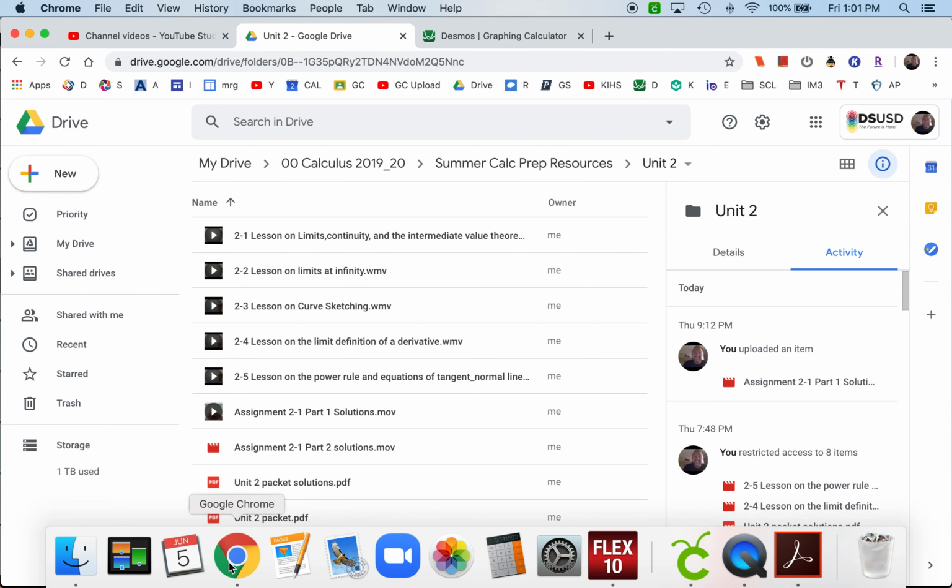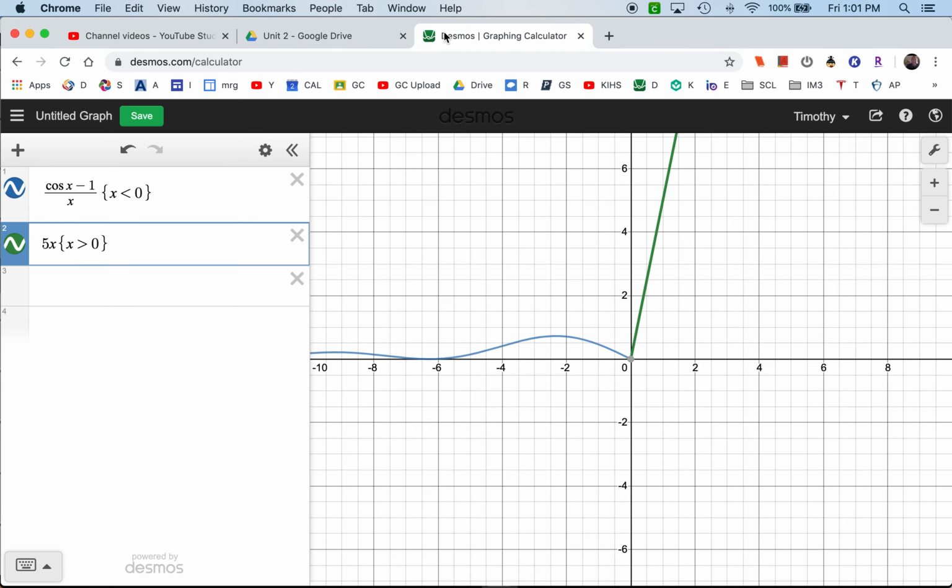So here, I've already typed it in. So if I look here, here's the piecewise I have, the top piece and bottom piece. If I follow this wave, this cosine wave, what happens at 0? Well, at 0 there's a hole, but everything else is continuous. So where are the discontinuities? And it's when x equals 0. Now, is it removable or not?